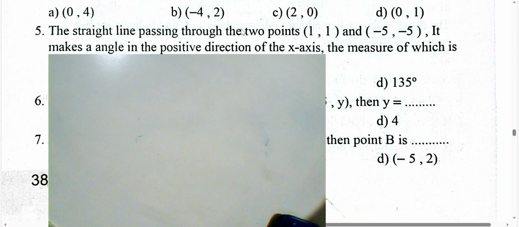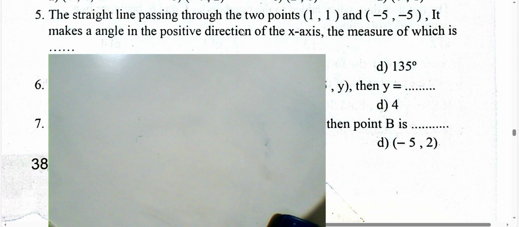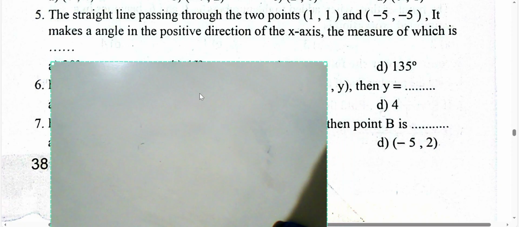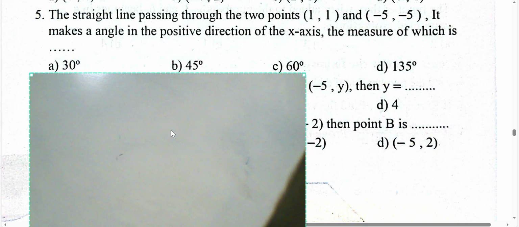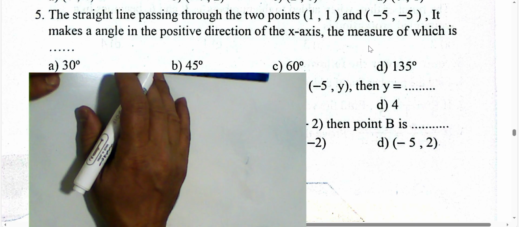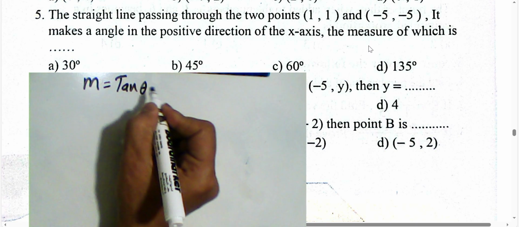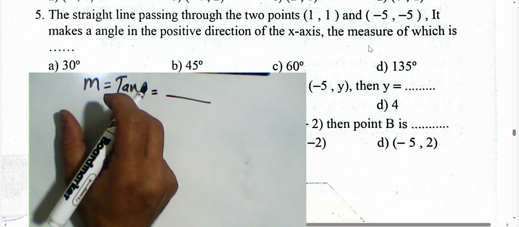Next question. A straight line passing through two points makes an angle with the positive direction of the x-axis. What will its measure be? Okay, we know the slope is equivalent to tan theta. Tan theta will be equivalent to the slope. Okay.